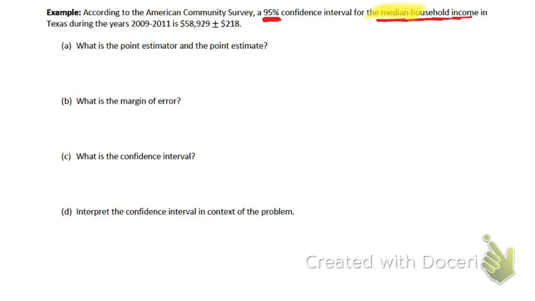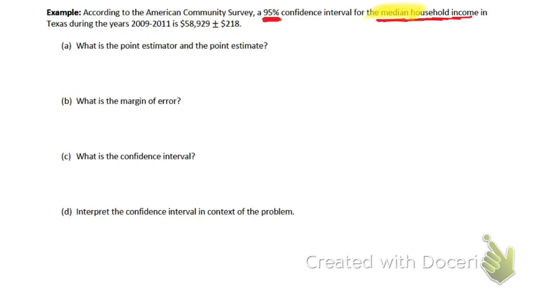All right. Now, what's going on right here? What is the 58,929? P hat. That's not p hat because there's no p. It's not x bar because there's no mu. It's not IQR. It's the sample median. That's just the sample median. It's the point estimate. What is the 218? Margin of error. The margin of error. Let's go.